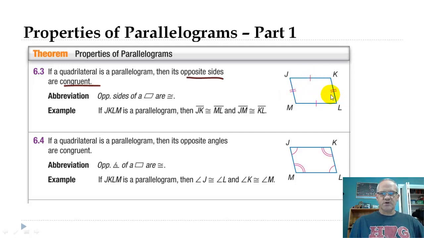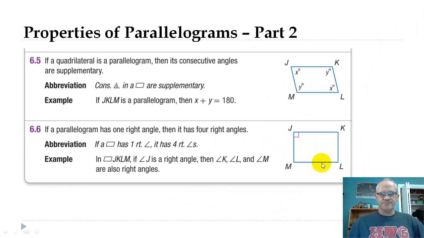Opposite sides are congruent. Second thing here, and I've broken this up into two parts, that's why this is part one, because it was kind of hard to see when I put all this on one page: the opposite angles are also congruent. So in this example, you can notice that angle J and angle L are marked as being congruent, and then K and M are congruent. And so that's also going to happen in a parallelogram. All right, part two.